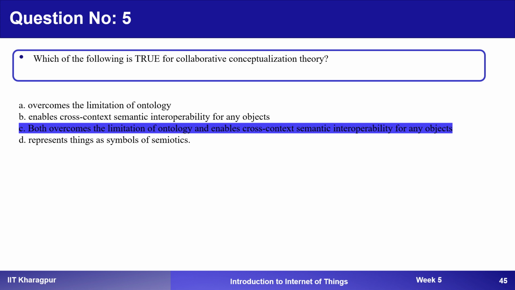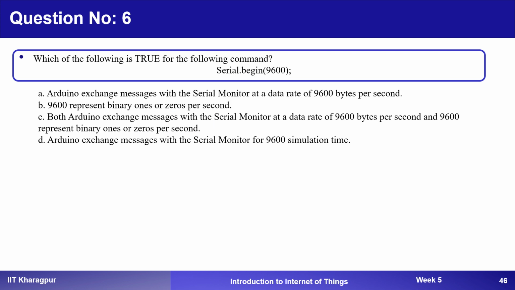The next question is: which of the following is true for the following command? Serial begin 9600. Options are: Arduino exchanges messages with serial monitor at a data rate of 9600 bytes per second; 9600 represents binary ones and or zeros per second; both of these; and last, Arduino exchanges messages with serial monitor for 9600 simulation time. So which of the following is true for this?